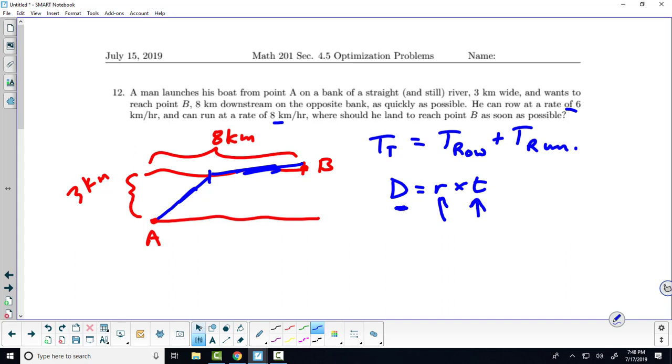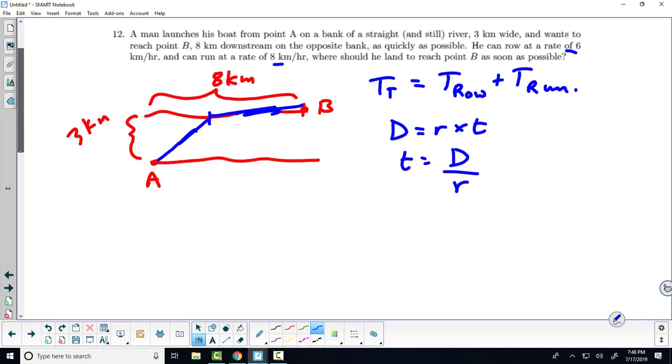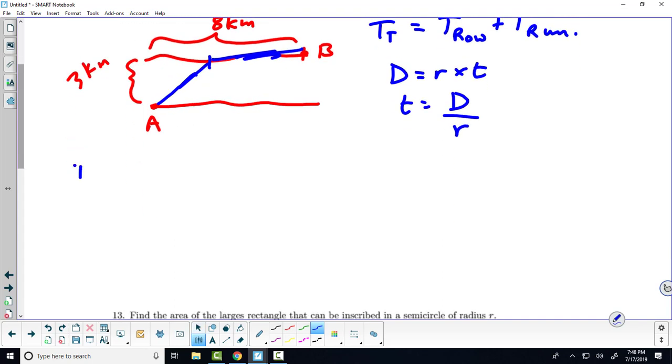Okay? So distance is equal to rate times time, which means that time is equal to the distance over the rate. Distance over rate. Okay? Your time is equal to your distance over your rate. So that means that the time that you spend total is equal to the distance that you row over the rate that you row, plus the distance that you run over the rate that you run.